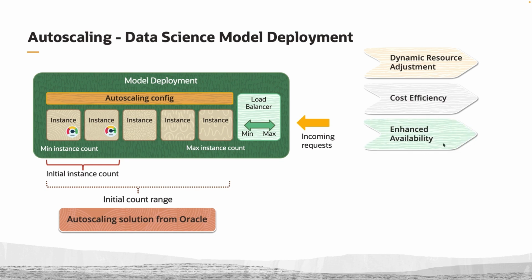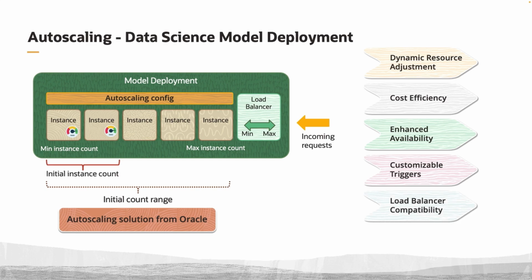The third one is enhanced availability. Paired with a load balancer, auto scaling ensures that if one instance fails, traffic can be rerouted to healthy instances, ensuring uninterrupted service. The fourth one is customizable triggers. Users can customize the auto scaling query using MQL expressions. The fifth one is load balancer compatibility. Auto scaling works hand in hand with load balancers, where load balancer bandwidth can be scaled automatically to support more traffic, ensuring best performance and reducing bottlenecks.